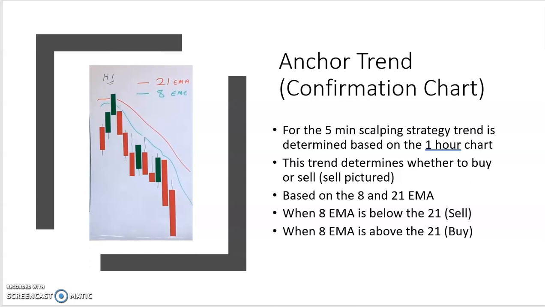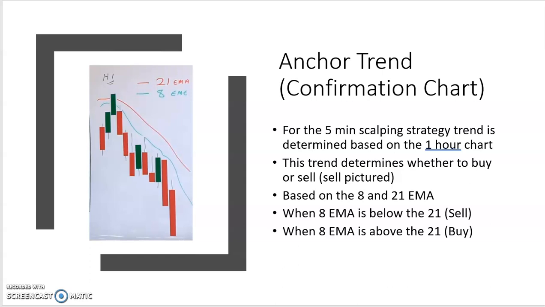This is going to let us know where the market is moving, if it's moving in a positive direction or a negative direction. For a 5-minute scalping strategy like the one that we're using, the trade to determine which way the market is moving is based on the 1-hour chart. This trade determines whether to buy or sell.